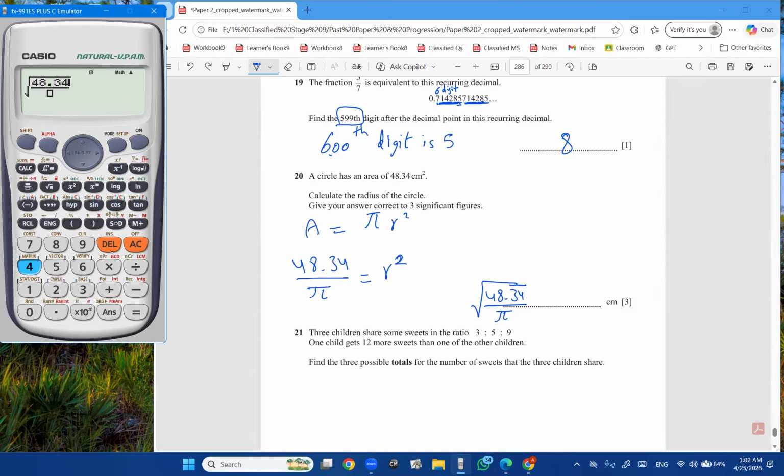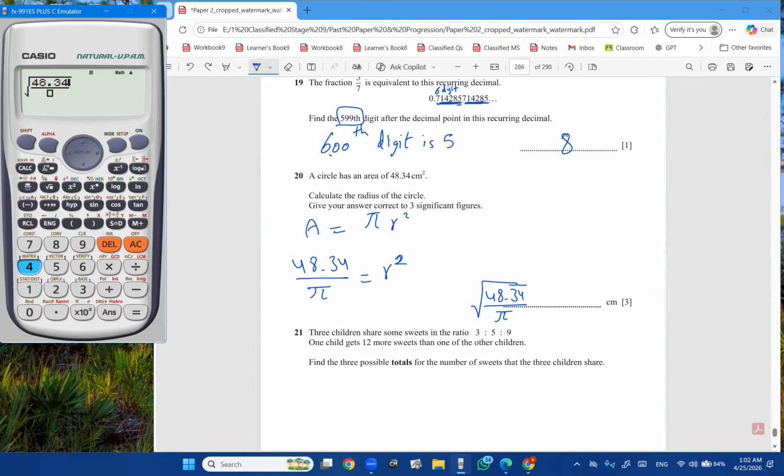Never go and write 6, 2, 3 because they're not requesting from you the possible values of x's. No, they said find the 3 possible totals. So the first total could be 6 times 3, which is 18, plus, now in case x is 6, 5 times 6 is 30, plus 9 times 6 is 54. Just add them up. 18 plus 30 plus 54. 102 is the first total.